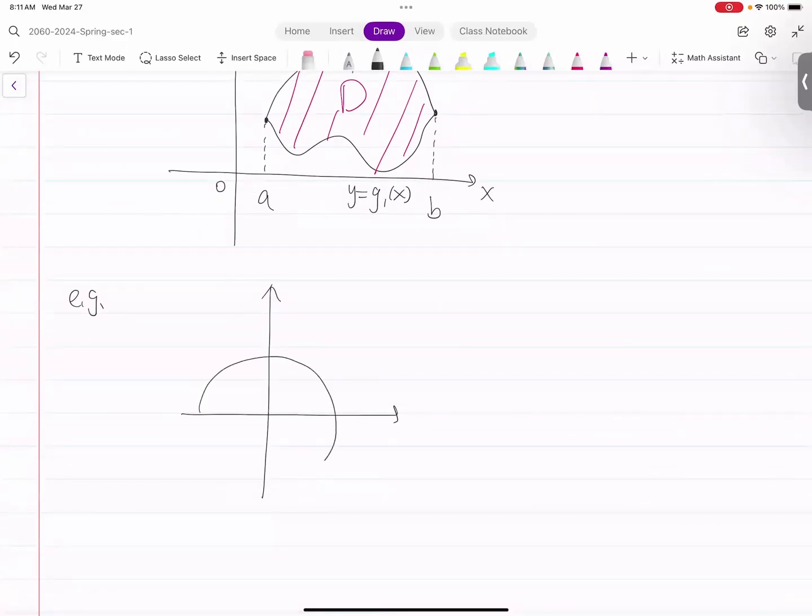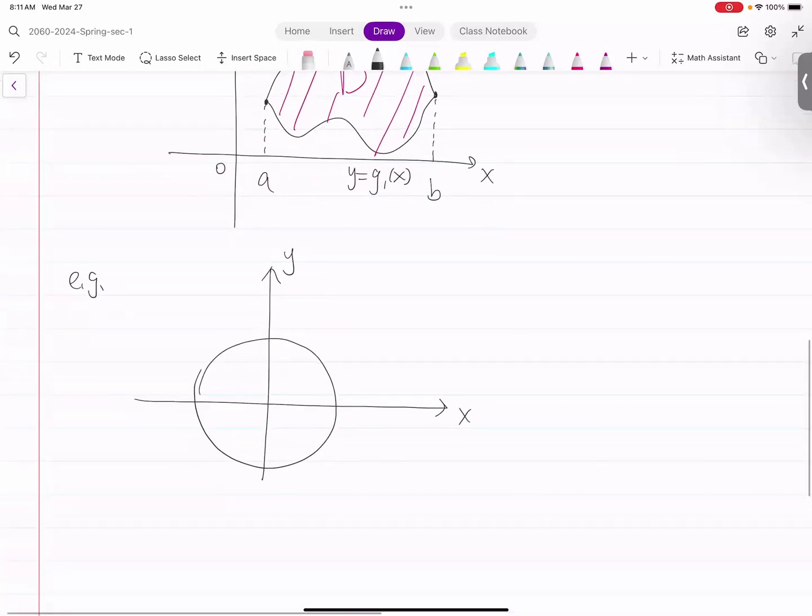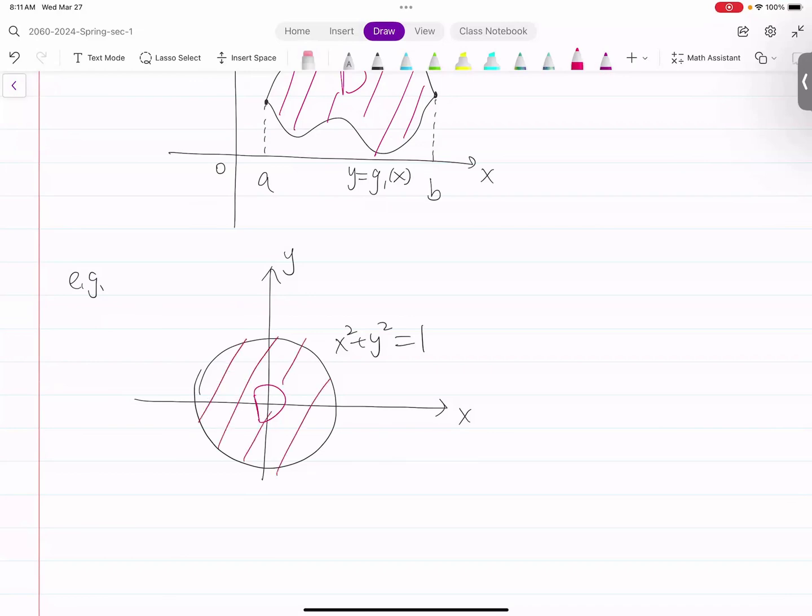Well, I would say unit disk. Okay, so the unit disk is definitely something that can be described using the type 1 region. Here we know that the boundary is x squared plus y squared equals 1, and we know then the region enclosed by this circle is just the disk, right?